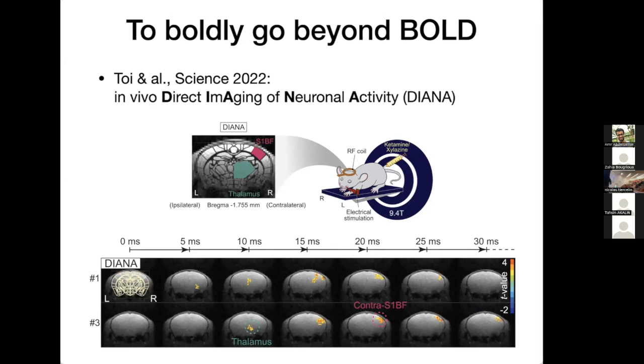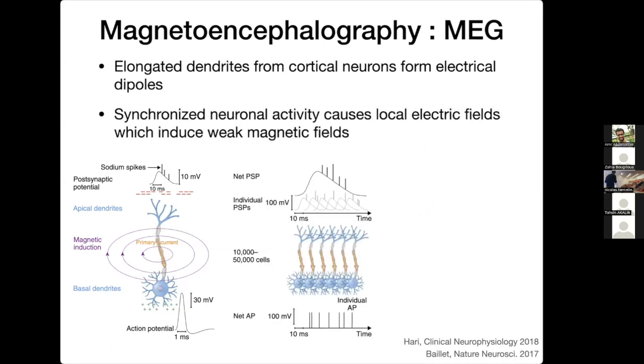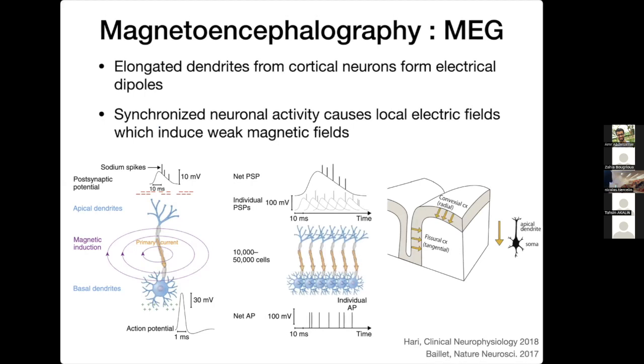Another technique that is also used, but is less frequent because it has less clinical uses, so it's very specific, is magnetoencephalography, so MEG for short. And here, this technique directly records tiny magnetic fields. The idea is the following. In your cortex, you can have elongated dendrites that form electrical dipoles. And if you have enough of these dendrites aligned close to one another, and enough of them are active at the same time, they generate an electric field, and this electric field induces a tiny magnetic field. And if everything is in the right orientation, so if it's tangential to the skull surface, then this will produce magnetic fields that can be recorded outside the skull.